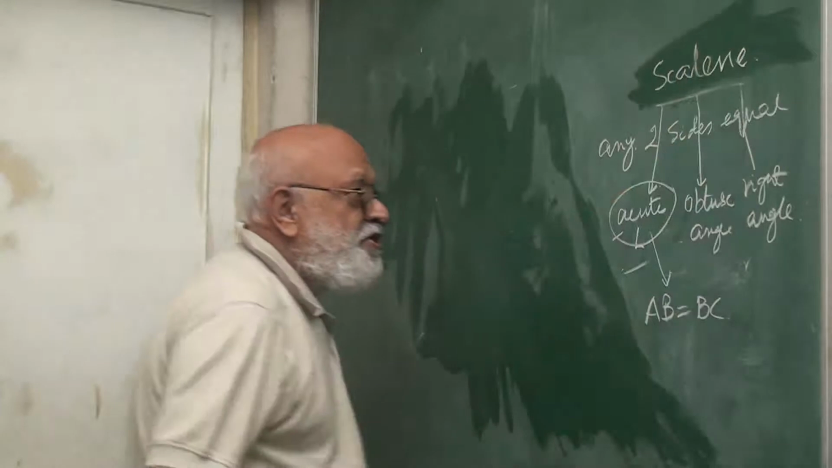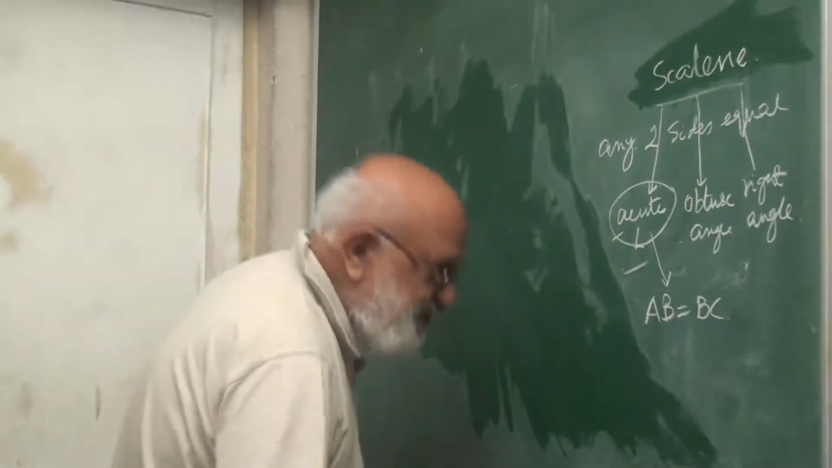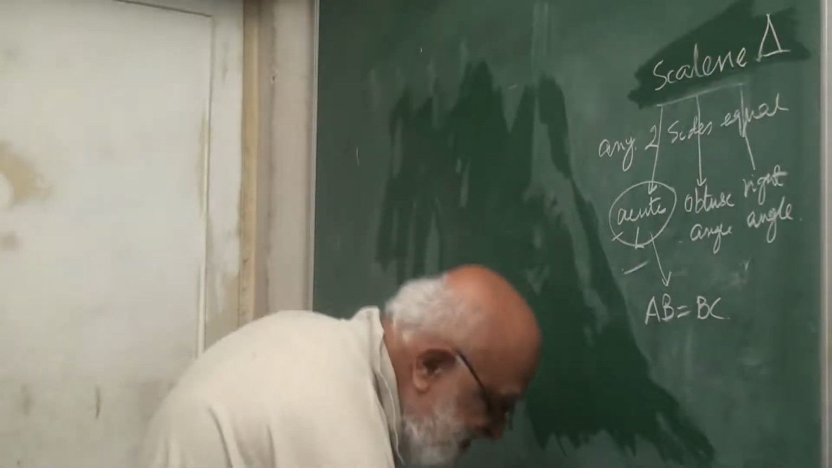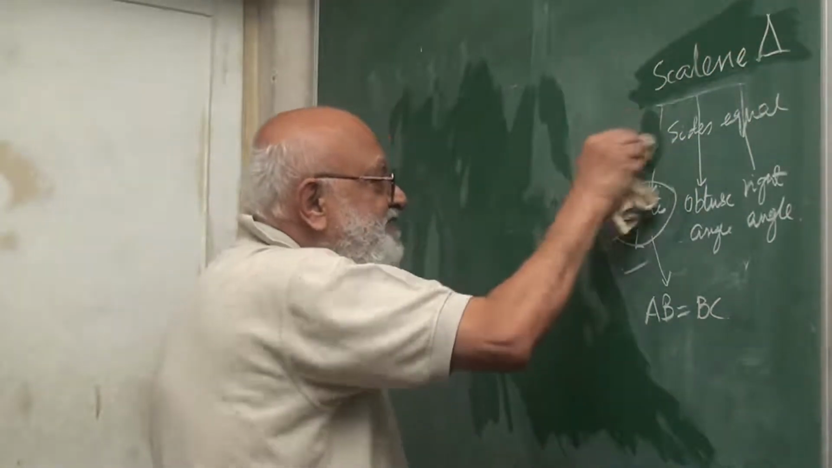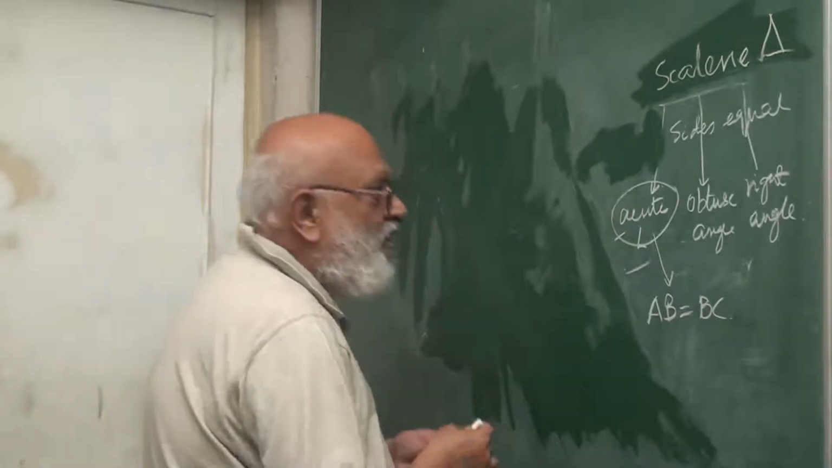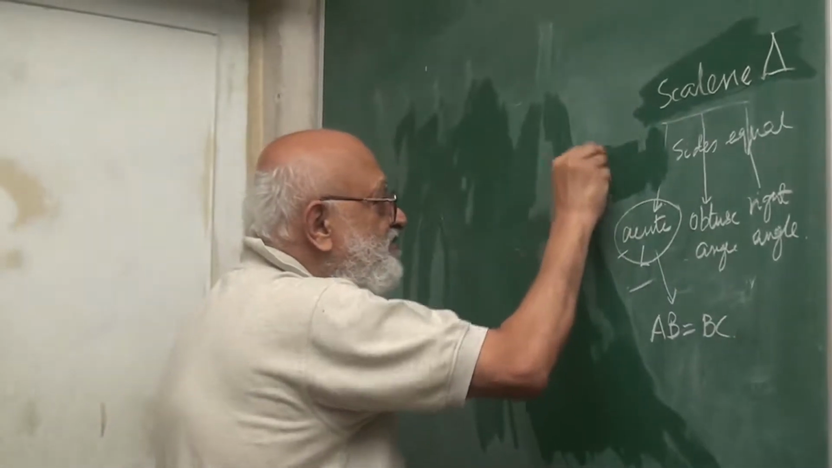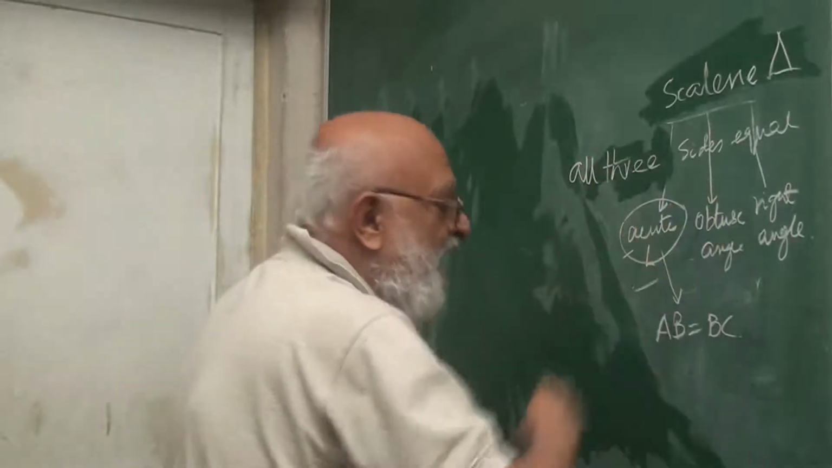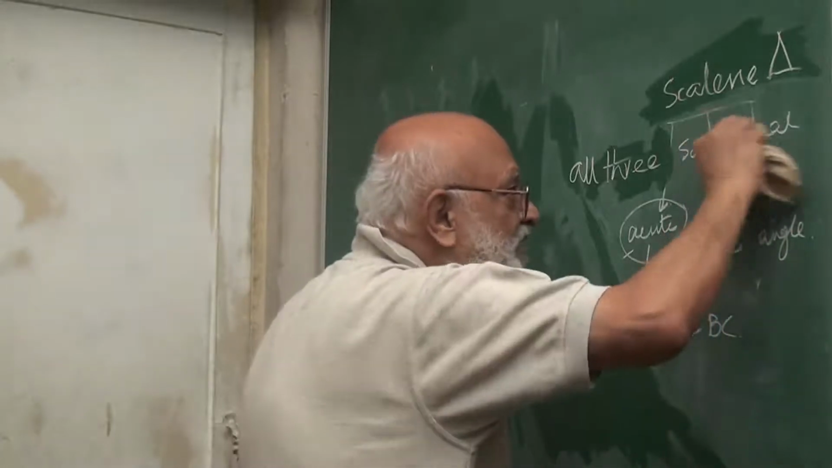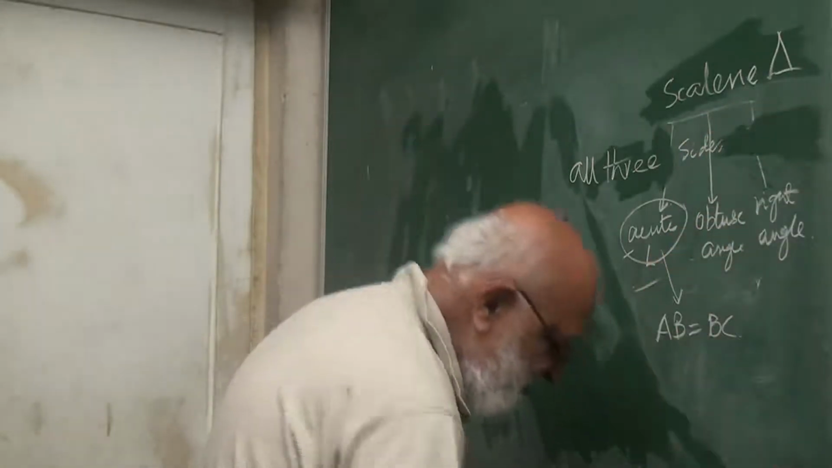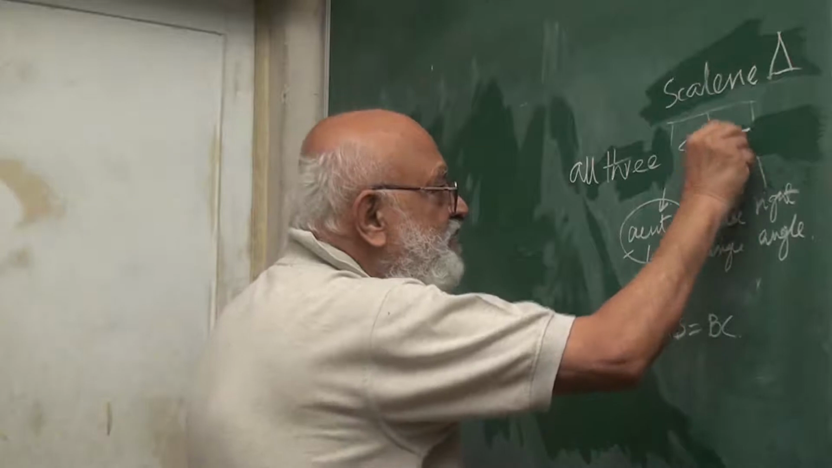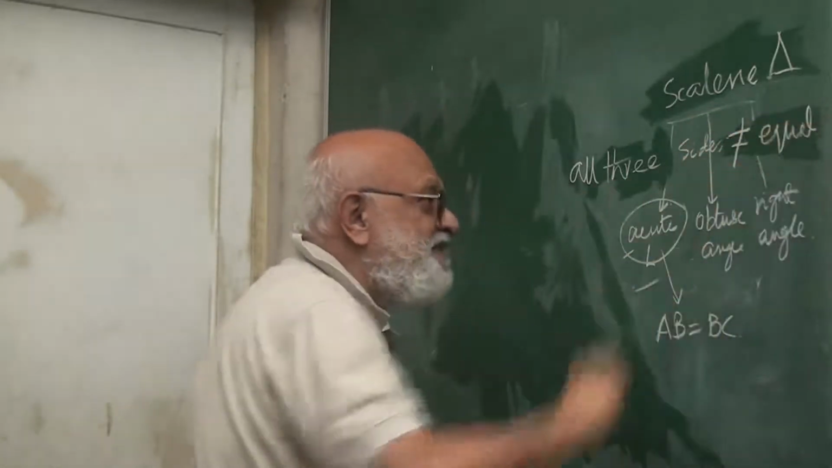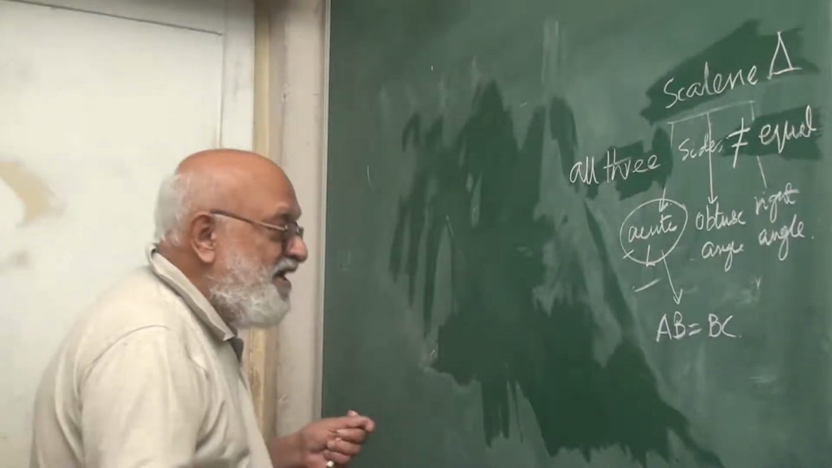Scalene. So what is a scalene triangle? All three sides are unequal, not equal. So all three sides are not equal, which means they are all different.